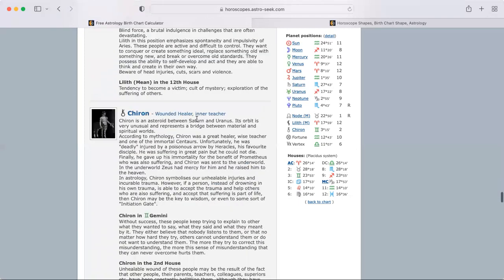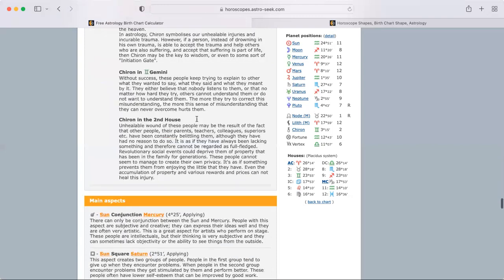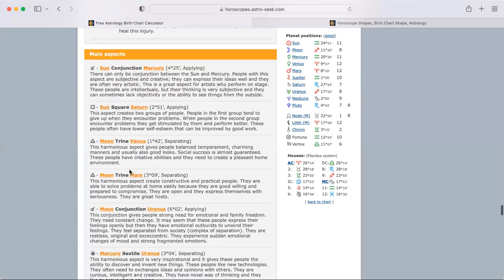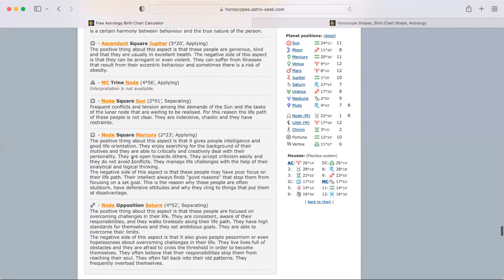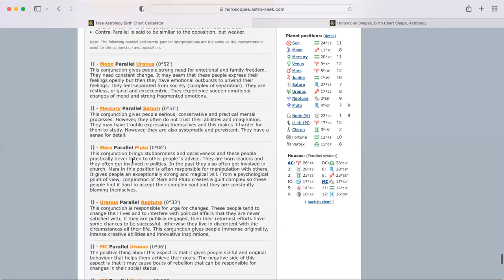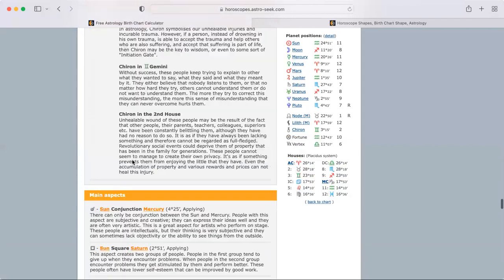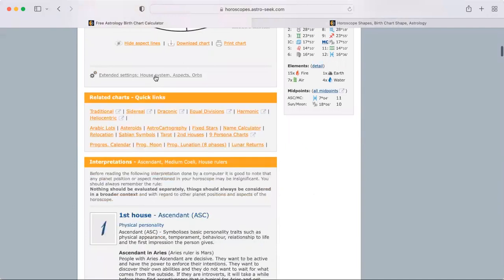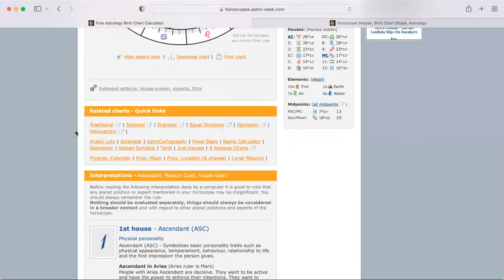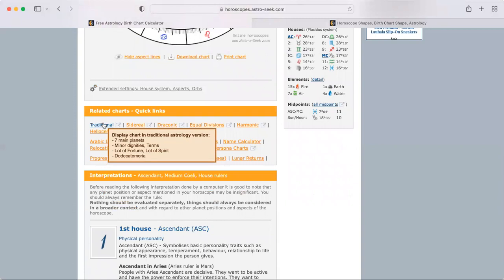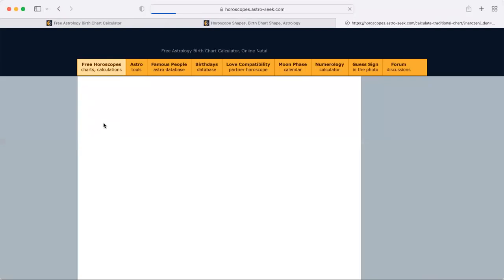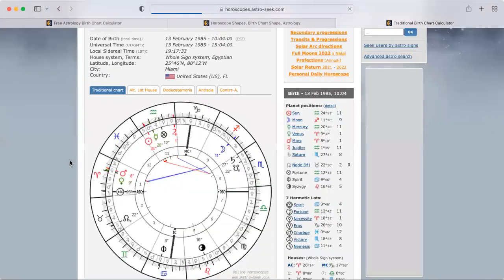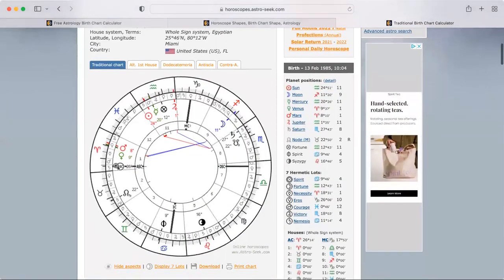These are the main aspects right here, which have meaning. Let me scroll down. Oh, excuse me, let me scroll up. Last thing I want to state is these are also other references, right? So if you're more into the Hellenistic route, you can go to traditional chart. So pull up your traditional Hellenistic chart. This is going to be a little different from the more modern one, as you see.